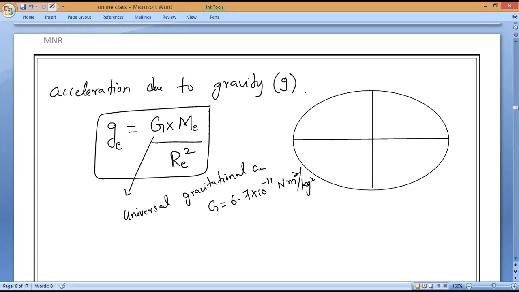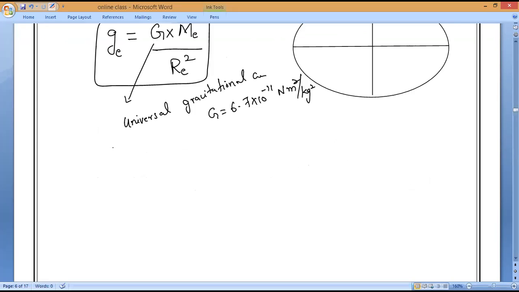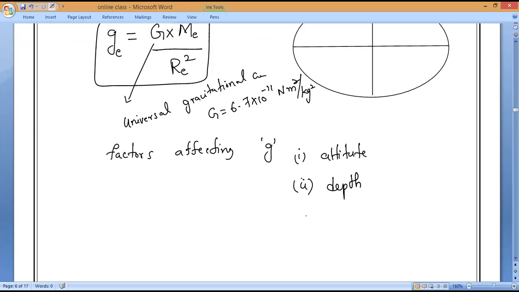So now, as we are presently studying the factors affecting G, there are three factors. The first factor is altitude. Second factor, depth. And the third factor is latitude, which we are studying now. Last few days we discussed altitude and depth only.